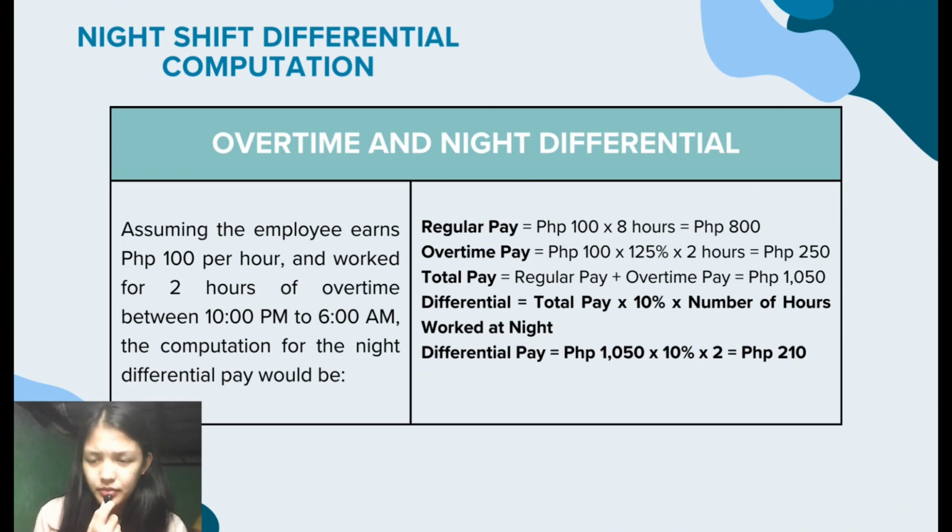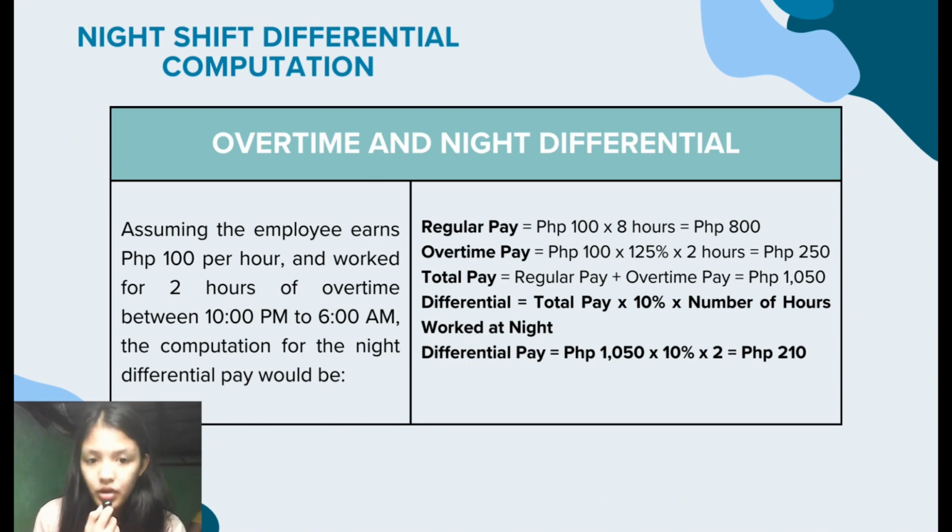So now for scenario 2, the night differential pay with overtime. Calculating night differential pay becomes slightly more complex when overtime is involved. For example, assume the employee earns 100 pesos per hour and works 2 hours of overtime between 10 p.m. to 6 a.m. The computation for the night differential pay would be: first, you have to calculate the regular pay, which is hourly wage times hours worked. That would be 100 pesos times 8 hours equals 800.